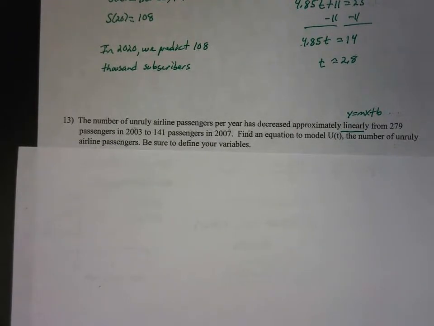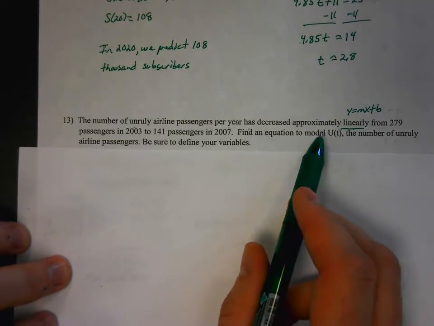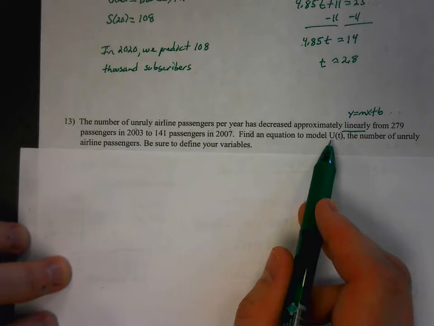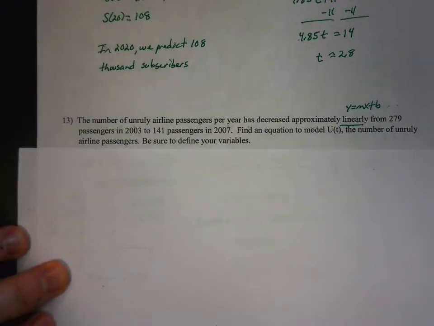The number of unruly airline passengers per year decreased approximately linearly from 279 passengers in 2003 to 141 passengers in 2007. When they say linearly, that tells you we're looking at a y equals mx plus b equation. Find a model, or find an equation to model u of t, the number of unruly airline passengers. Be sure to define your variables.